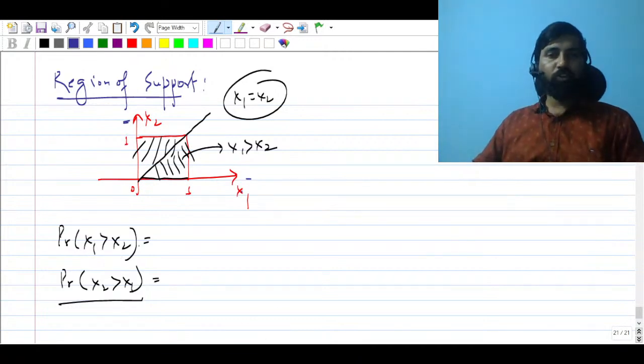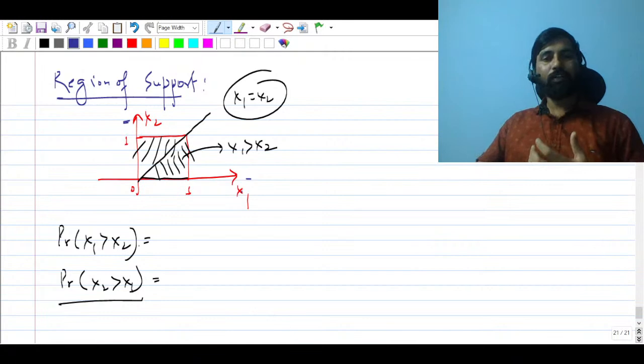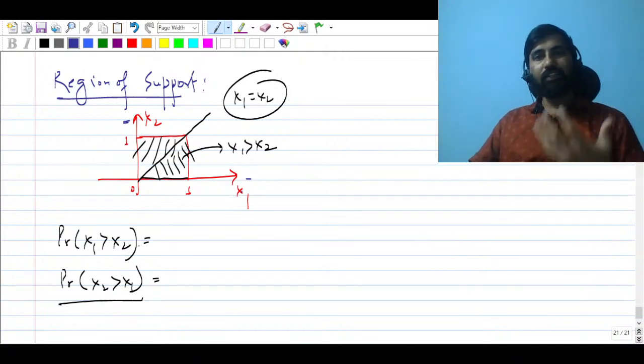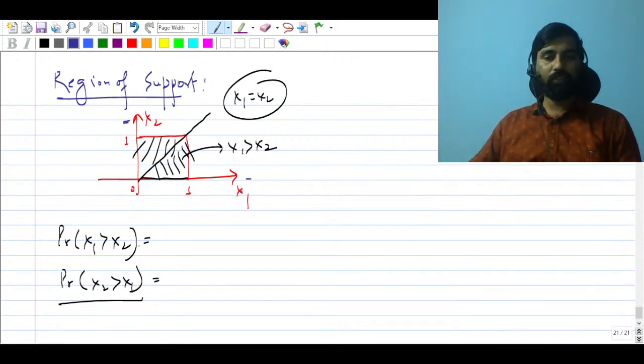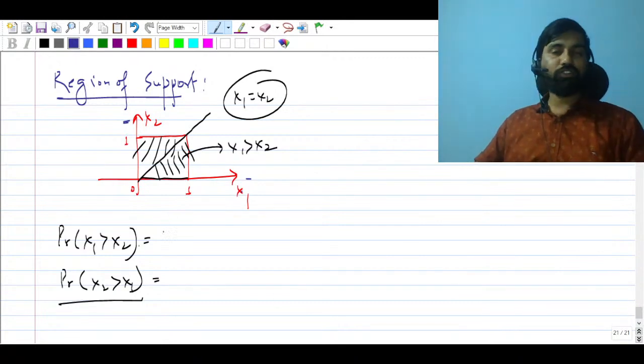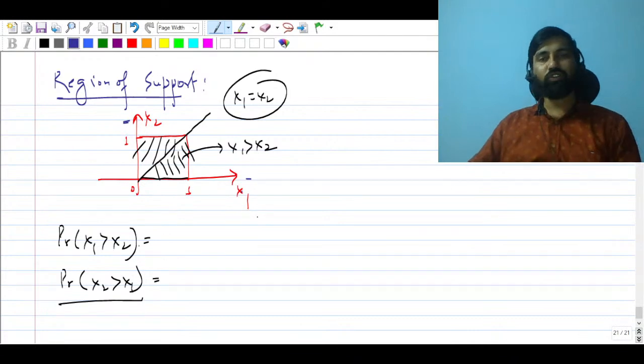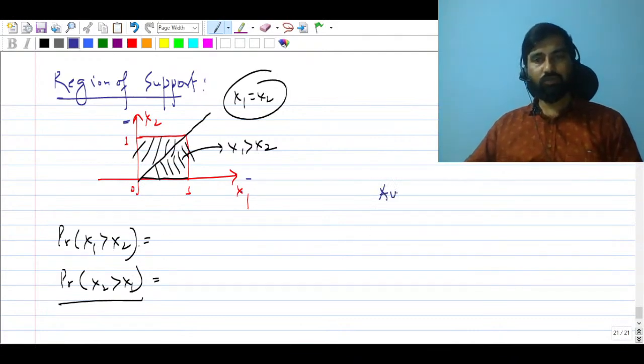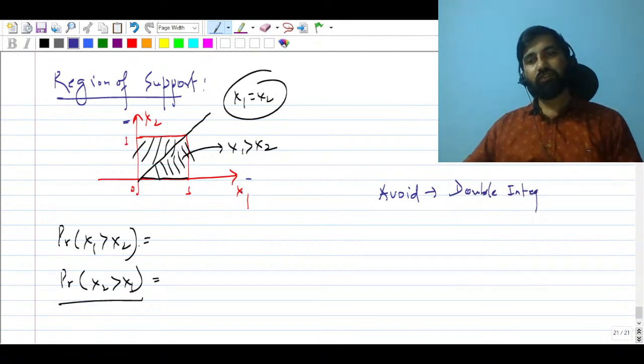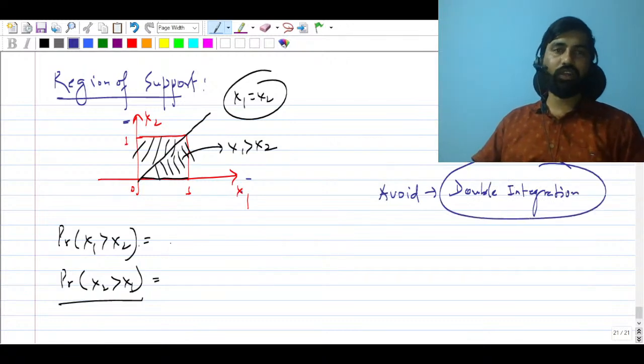Because after all, they are identical and independently distributed random variables. So in this case you can use the concept of symmetry and avoid double integration. Don't use double integration to calculate this.